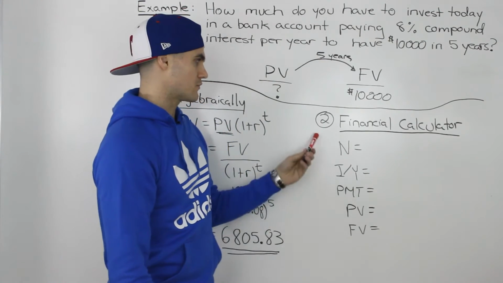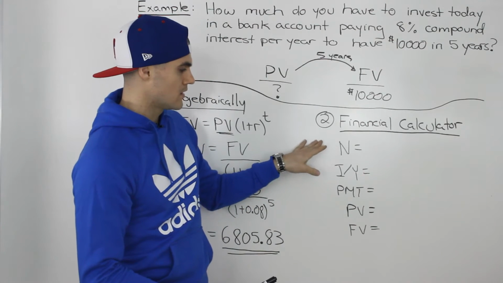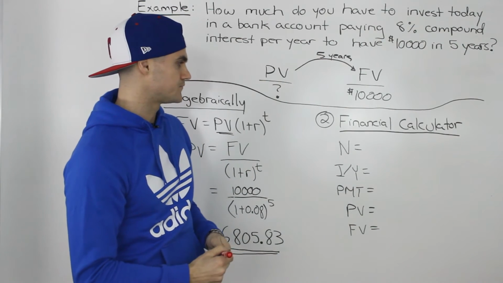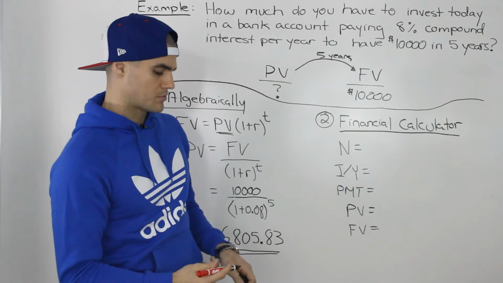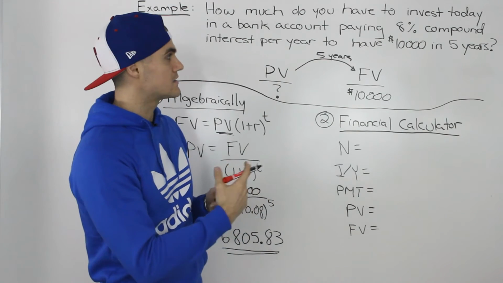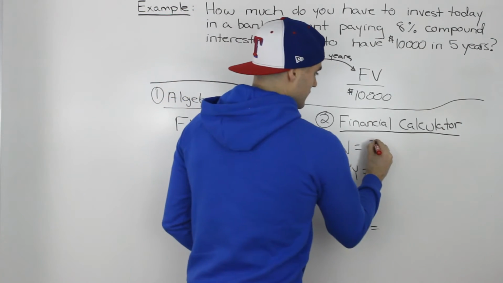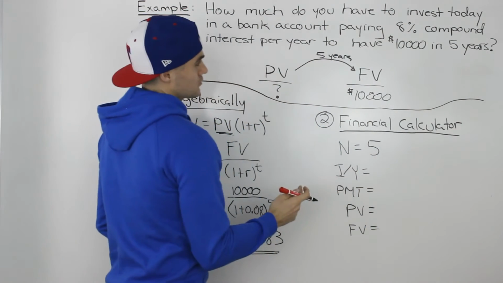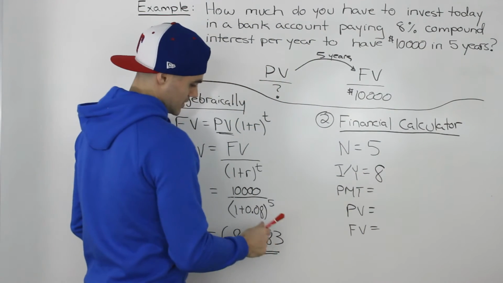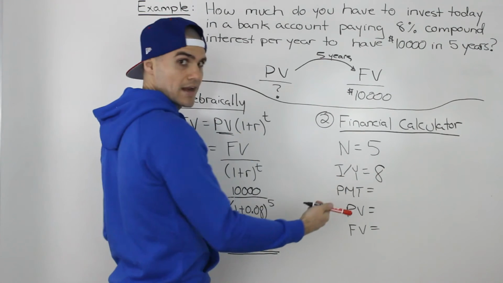Second way you can do it is with a financial calculator. So as I mentioned in the previous video, you want to always write down these 5 variables that you're going to be inputting. So the N represents the number of periods, and in this case, 1 period is in years, so the number of periods is 5 years. The interest rate is 8%. Remember that this is always in percentage terms.